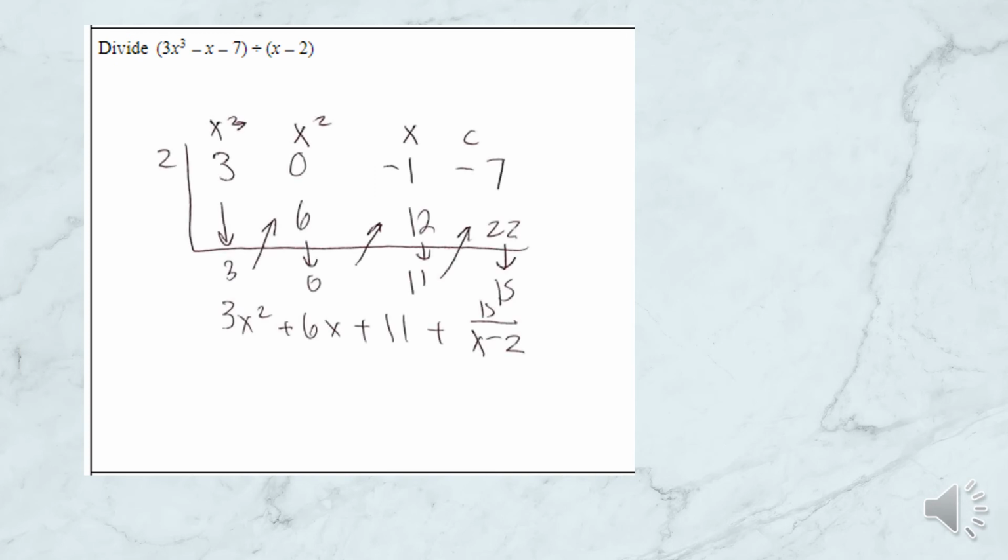In the last one, again, if there is something missing, you have to put a 0, but it still follows the same pattern. We get our remainder to be 15, and we work backwards. Again, we follow that same pattern of having our answer be 1 less degree than our original dividend.